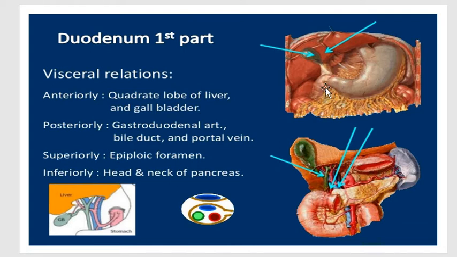So inferiorly what is related? Head and neck of pancreas. So this is the pancreas, which is situated in its concavity. So the head and neck of pancreas is related inferiorly to the first part of duodenum.